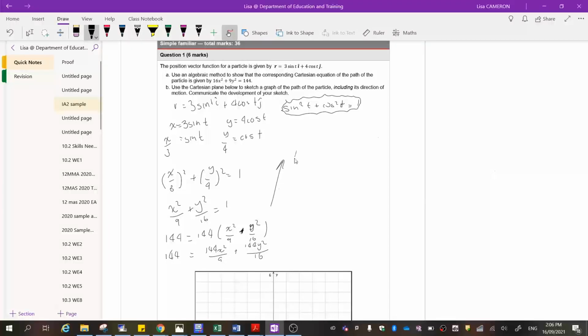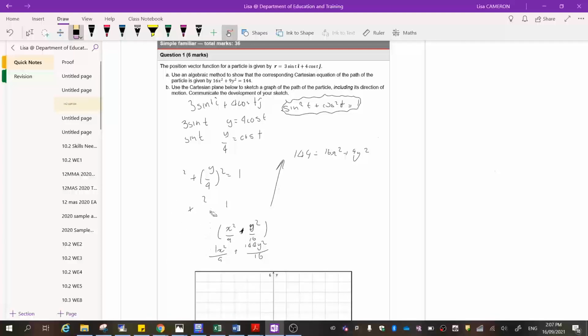We'll go up here to do it. 144 equals 16x squared plus 9y squared. Now, this equation looks identical to the one in the question, so we have proved that this model, by using Pythagorean identities, can form a Cartesian equation of a certain particle. All right, so that question's done. We'll go on to question B.